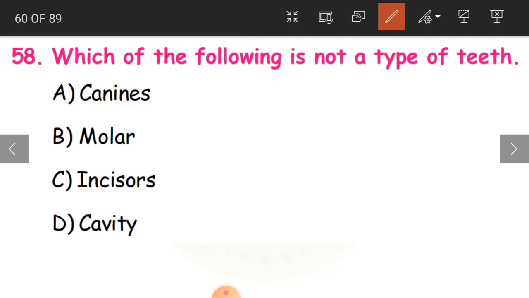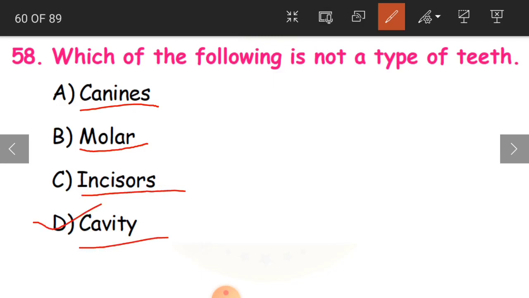Now 58th question. Which of the following is not a type of teeth? So we have 4 types of teeth. Now children, from these 4 options, one is not a type of teeth. What is it? Is it canines, molar, incisors, or cavity? And the answer is cavity.